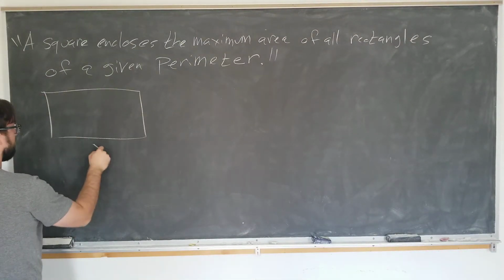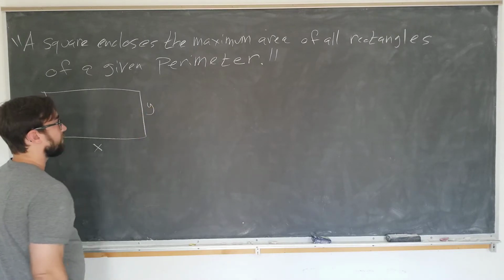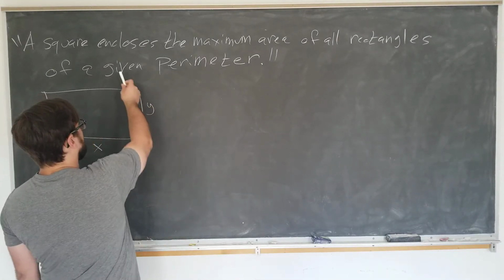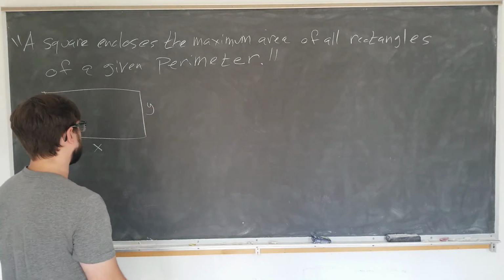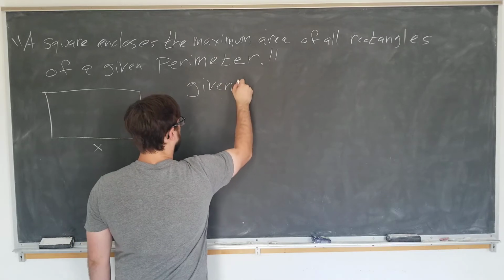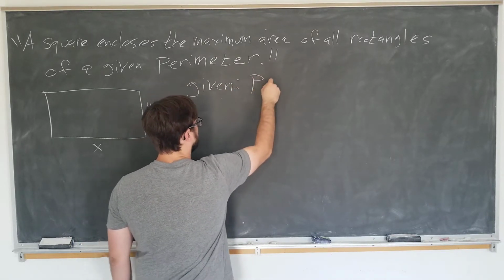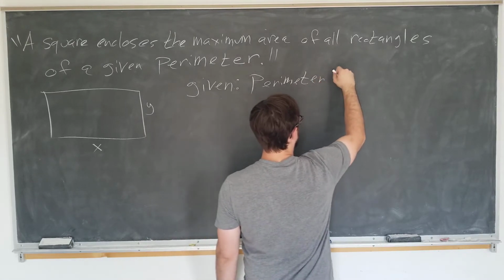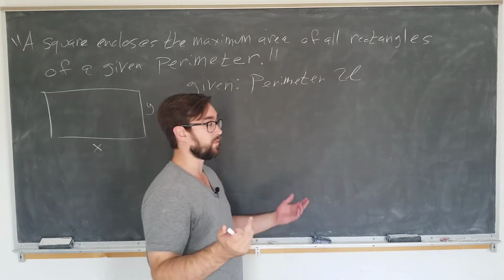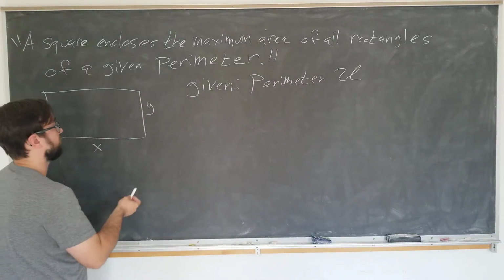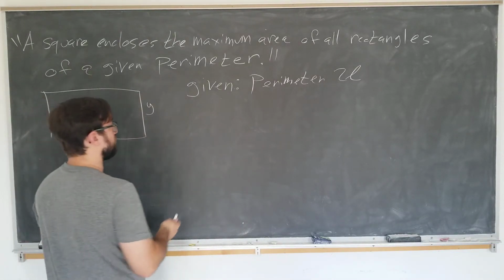So we have a rectangle of sides x and y, and the condition of a given perimeter is going to be very important in this problem. So we're going to write this in the following form. It's going to be a perimeter of 2L, where L is some other length. And this gives us a condition of y in terms of x, which is useful.